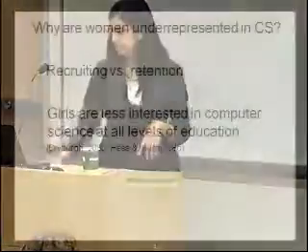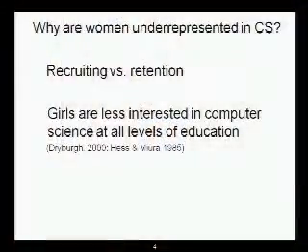My work actually focuses more on the recruiting question. The reason I focus more on recruiting is because in computer science, it's known that girls are less interested in the field at all levels of education. Starting in elementary school and going all the way up through, that gap persists through all levels of education. And it's been shown that the major reason that women are underrepresented in computer science is not because they're leaving the field, but because they never choose to enter it in the first place.